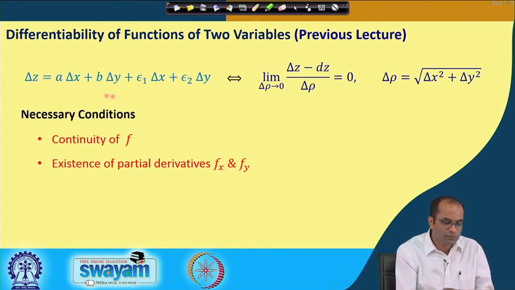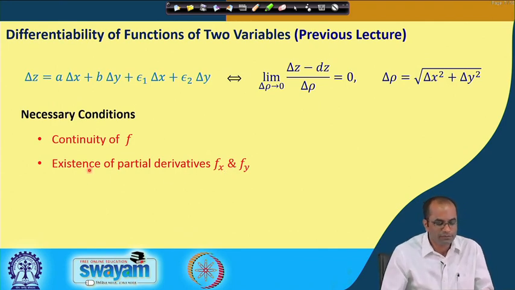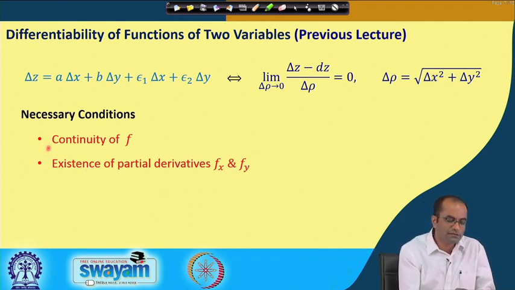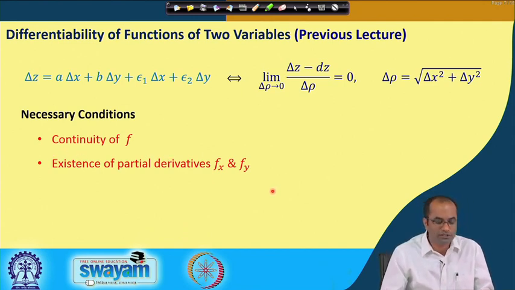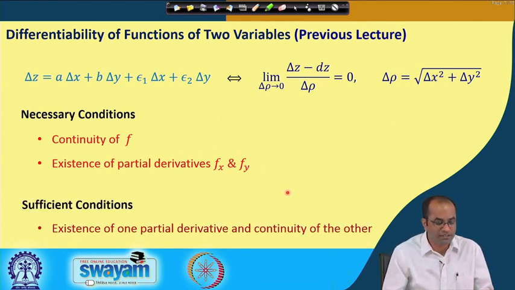We have also observed that the necessary conditions are important, because if we check these necessary conditions first and observe that, for example, the function is not continuous, or the partial derivatives do not exist, or one partial derivative does not exist, in that case we can immediately conclude that the function is not differentiable, because these are the necessary conditions for differentiability.